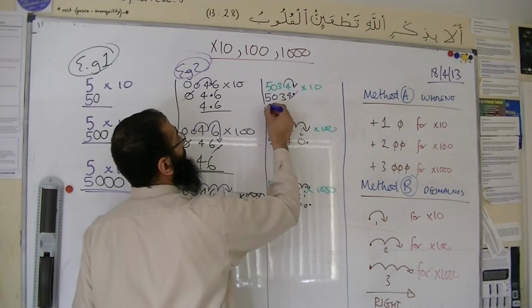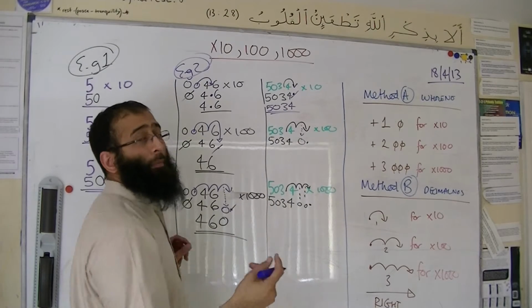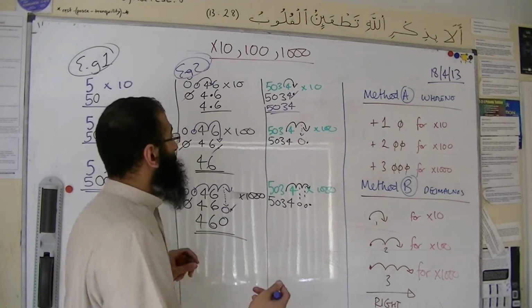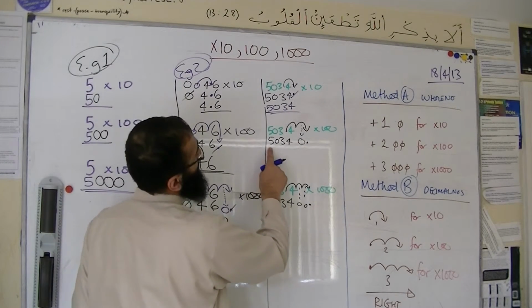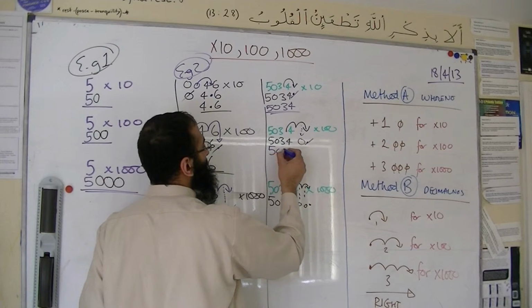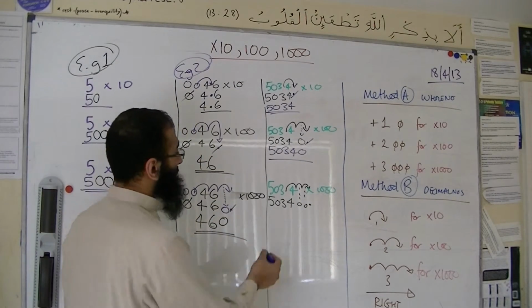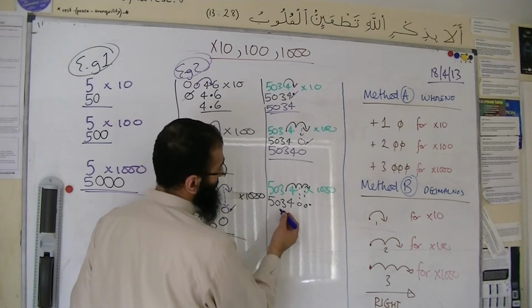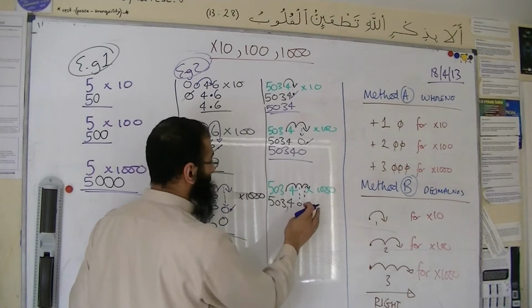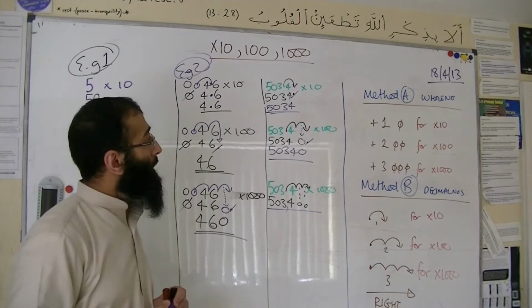5,034, we don't need that anymore. The decimal point at the end of whole number, we don't need it. That reads 50,340. Don't need that anymore. Done. And the next number, we have 503,400. Don't need that anymore. And we're done. Okay, folks.